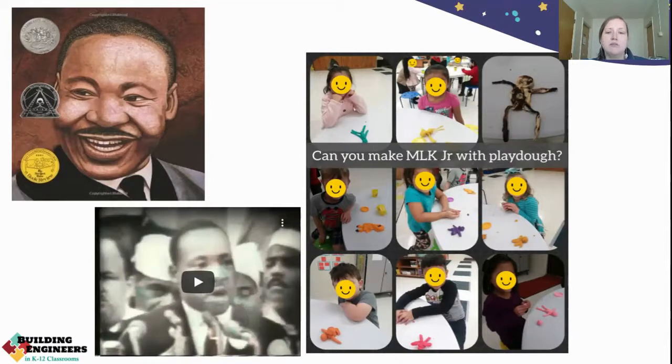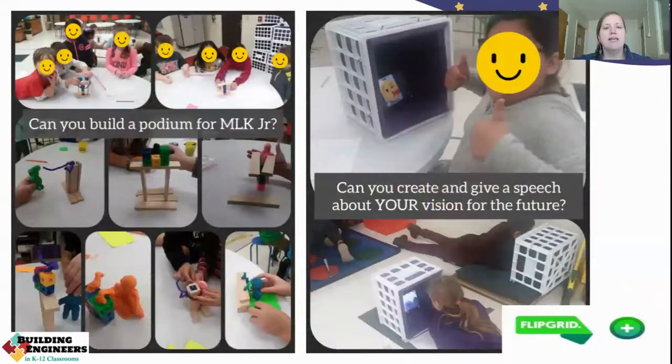The preschoolers used Play-Doh to actually try to create Martin Luther King Jr. We talked about all the body parts that all of us have, like a head and 2 arms, 2 legs, a body. So they had to build their own Martin Luther King Jr. Kindergartners and 1st graders had to build a podium for Martin Luther King Jr. So they not only had to create him, but they had to build a podium for him to stand at.